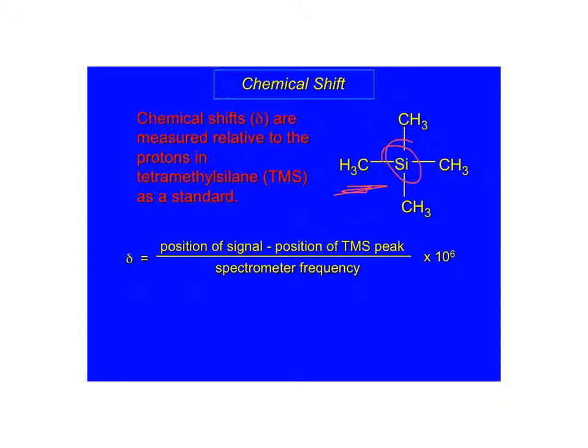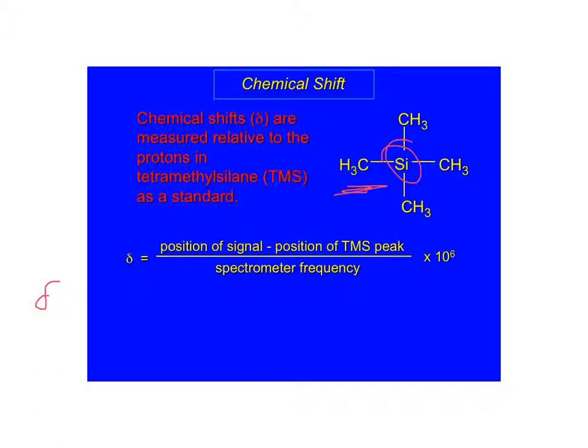And the units that they use are called parts per million for the chemical shift, and they use this lowercase delta, which is kind of hard to see sometimes, but lowercase delta. Just like the capital delta is a triangle and means change, lowercase delta means just a little change.